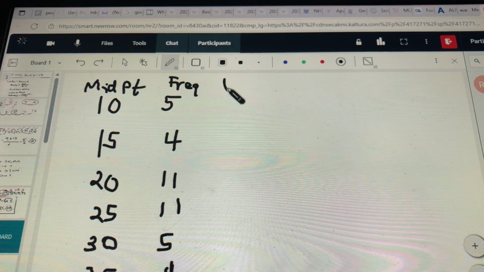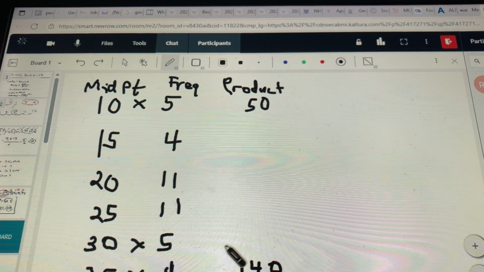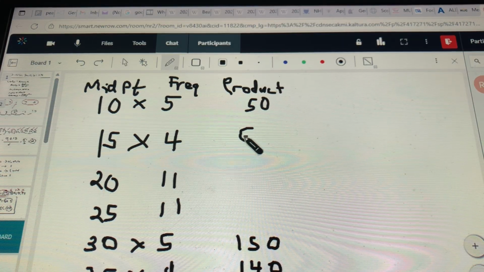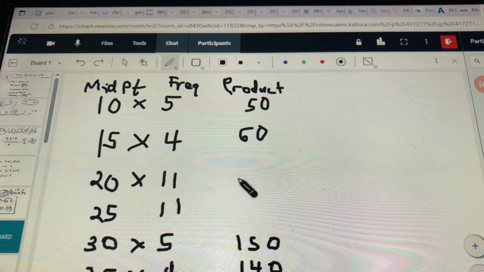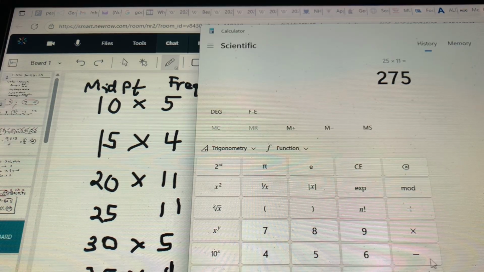So the next step is to get what's called products. Multiply straight across. 10 times 5 is 50. We just saw 35 times 4 was 140. 30 times 5 is 150. 15 times 4 is 60. 20 times 11, you can just type in a calculator, but if you do 2 times 11, 22, and add a 0 to it, that's the same thing. 20 times 11 is 220. And 25 times 11 is 275.